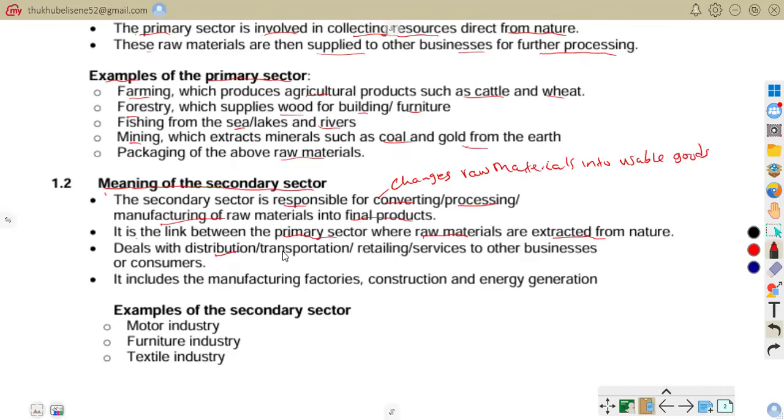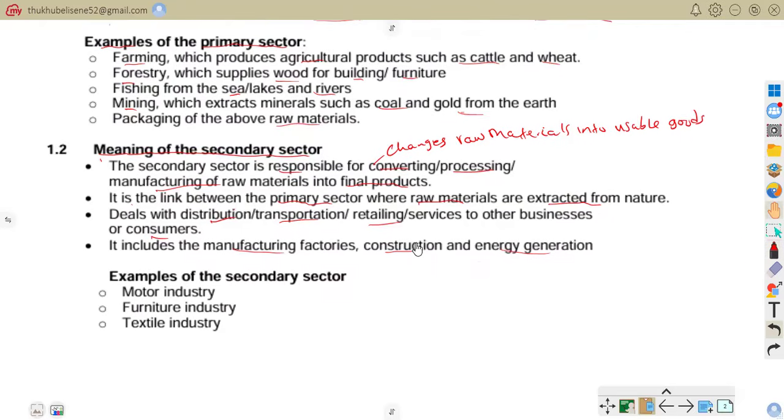Also, it deals with distribution or transportation, retailing or service to other businesses or consumers. It also includes the manufacturing factories, construction, and energy generation. So it means that it covers factories, buildings, and electricity production. For example, building houses or generating electricity. Hope you are together on that.